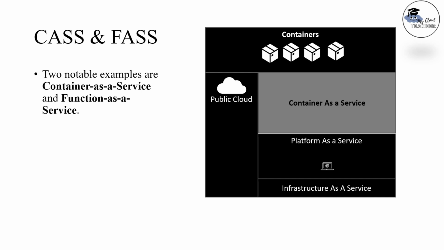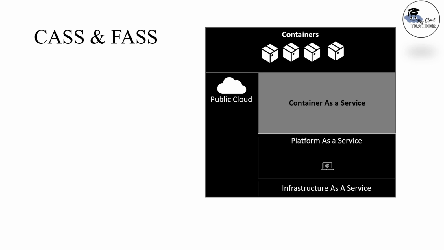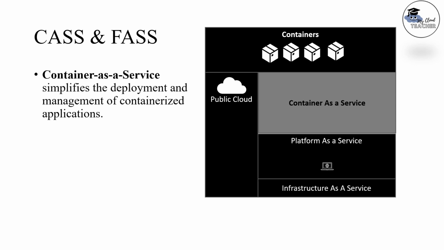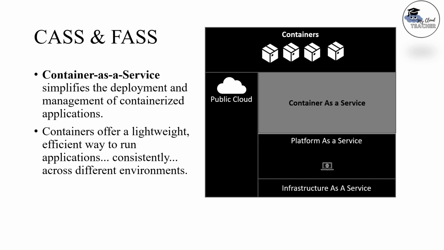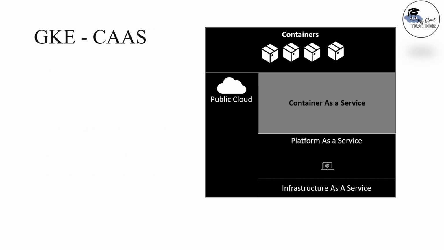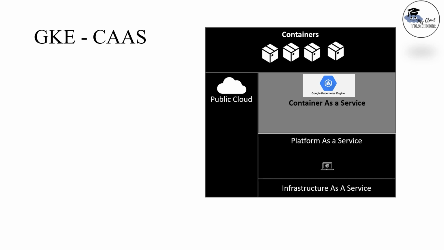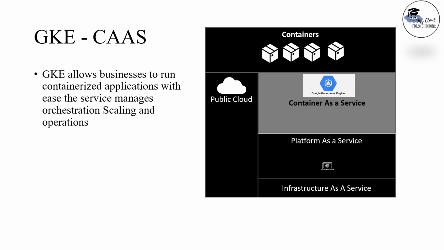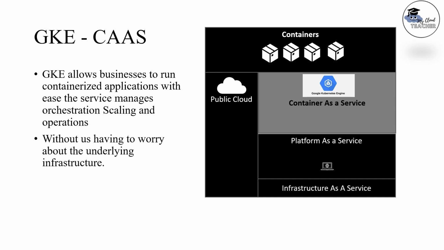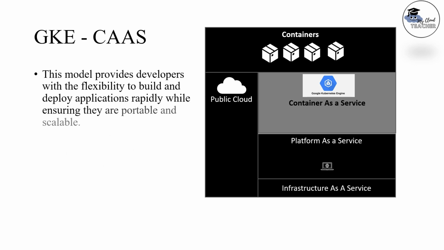Two notable examples are container as a service, known as CaaS, and function as a service, or FaaS. The container as a service simplifies the deployment and management of containerized applications. Containers offer a lightweight, efficient way to run applications consistently across different environments. Google Kubernetes Engine, or GKE, is a prime example of a CaaS offering. GKE allows businesses to run containerized applications with ease. The service manages orchestration, scaling, and operations without us having to worry about the underlying infrastructure. This model provides developers with the flexibility to build and deploy applications rapidly while ensuring they are portable and scalable.